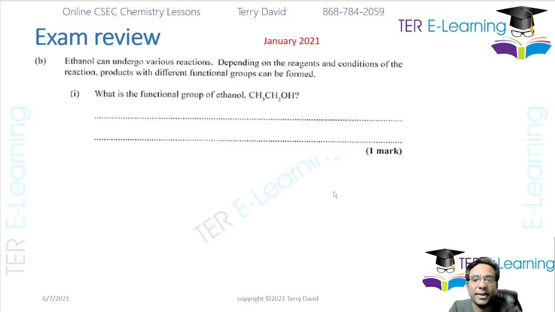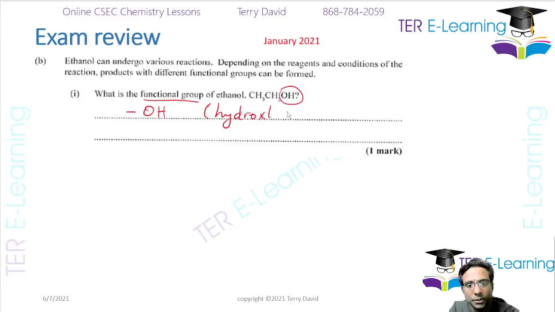Next one. What do we have here? Ethanol can undergo various reactions. Depending on the reagents and conditions of the reaction, products with different functional groups can be formed. What is the functional group present in ethanol? Right? So when they ask you what is the functional group, in an alcohol, you see this OH here? That's my functional group, but it has a special name. It's called the hydroxyl group. Right? That's the special name here.